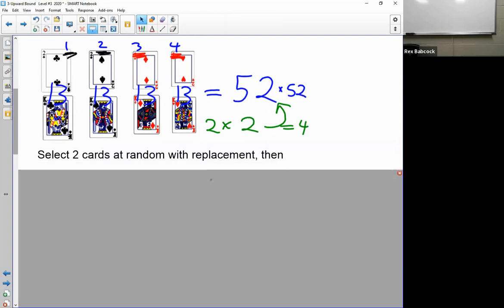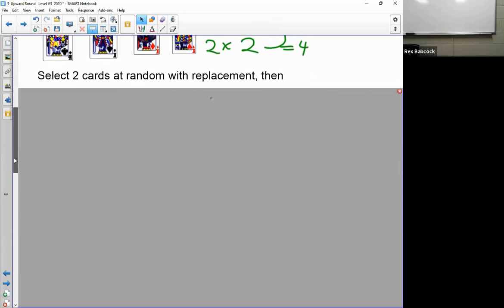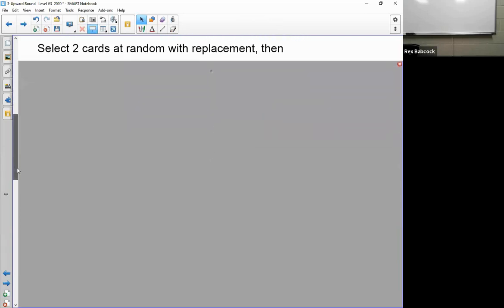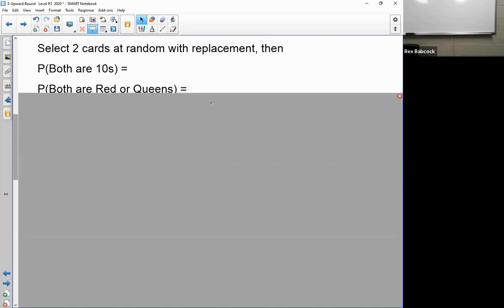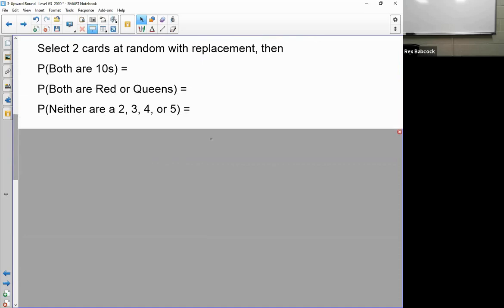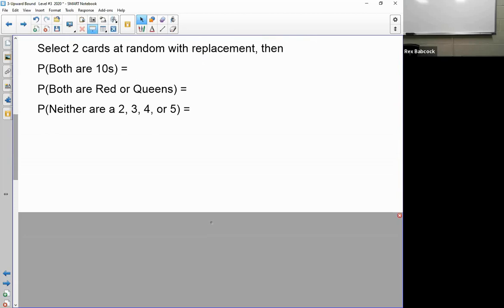We're going to do some actual problems with the deck of cards. First, when you select 2 cards with replacement, what's the probability both are 10s? And here are several other problems. We'll work them down here.